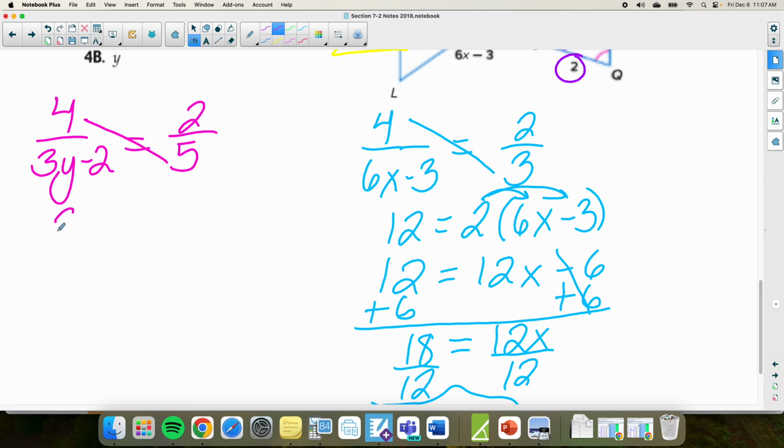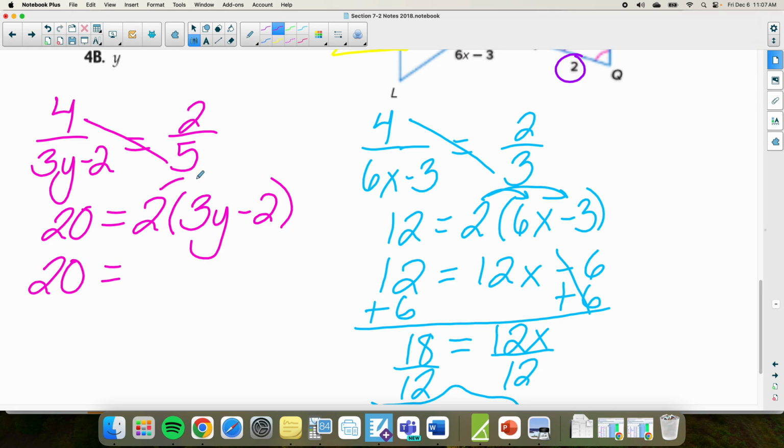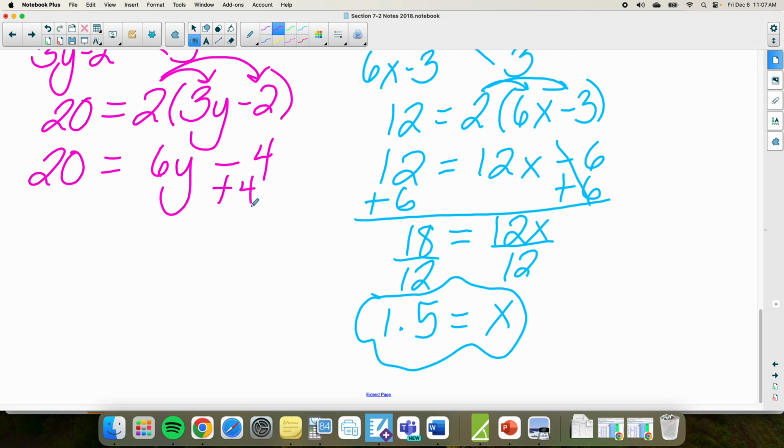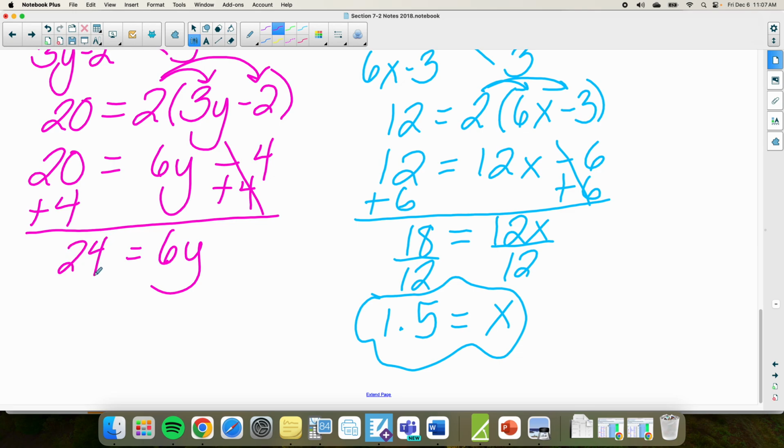So 4 times 5 is 20, and that's going to equal 2 times 3y minus 2. So now I get 20 equals, here I'm going to distribute. 2 times 3y is 6y, and then 2 times 2 is 4. Then I'm going to add 4, and I get 6y equals 24. Divide by 6, and y is 4.